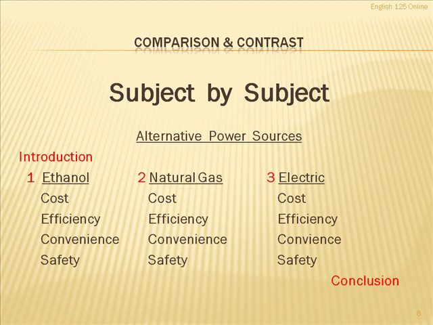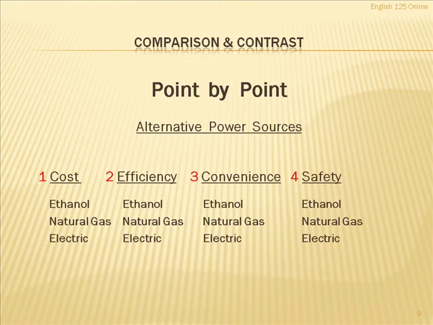It's pretty straightforward. Now, with point by point, it's pretty much the same, only this time the points are your leading ones. Alright, so you start off with an introduction. Then you discuss point 1, costs, and you discuss costs of ethanol, natural gas, electric. And then point 2, efficiency. You discuss ethanol, natural gas, electric.